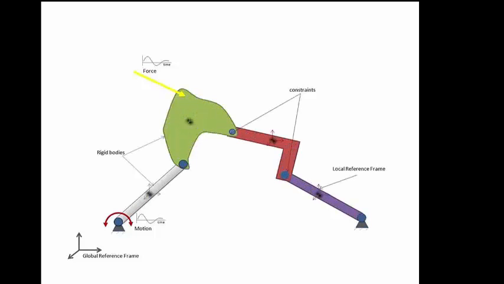I have a simple mechanism here. I have force on it, I have bodies, I have a global reference frame, I have local reference frames, I have a motion, and as you can see, I have constraints or joints. So this all together makes a multi-body system.